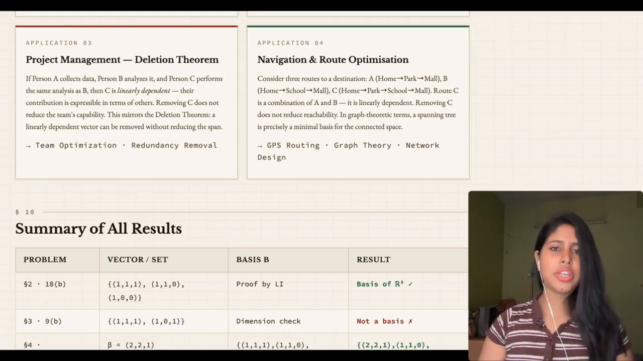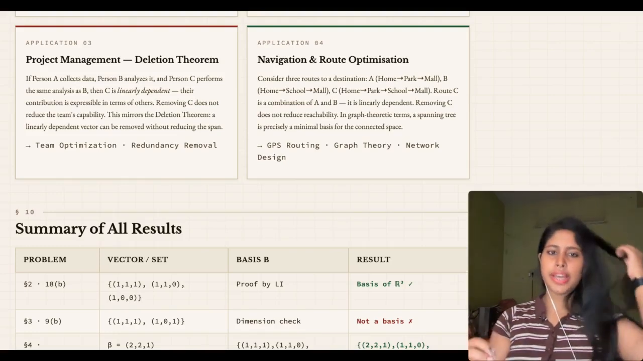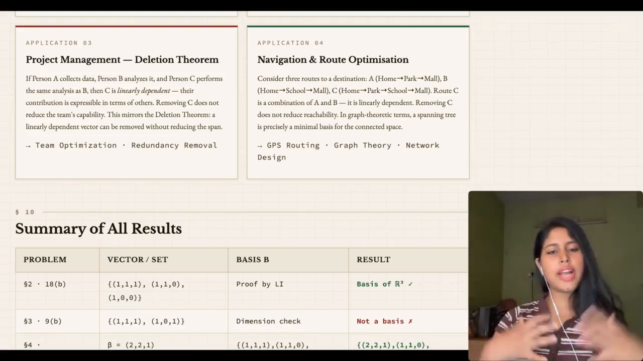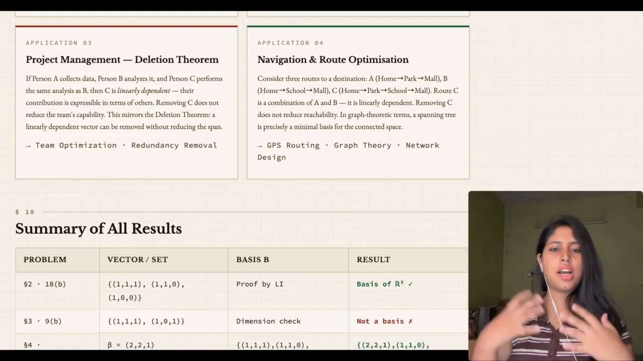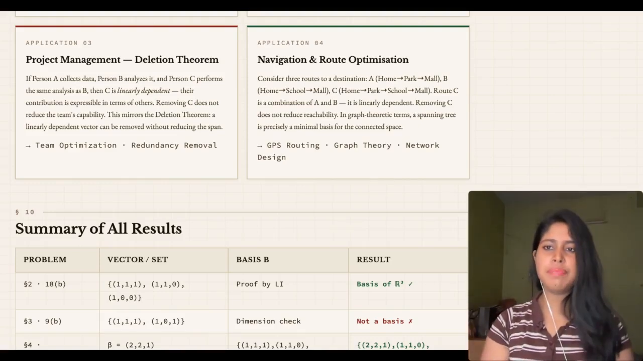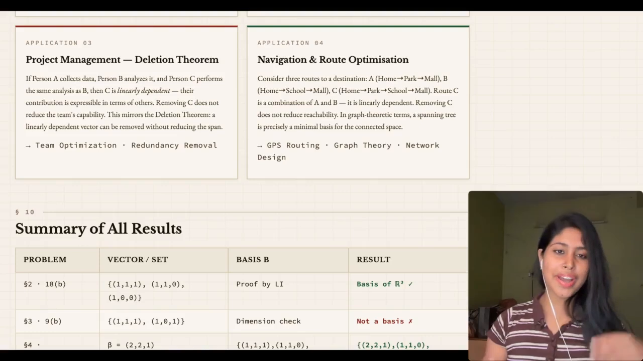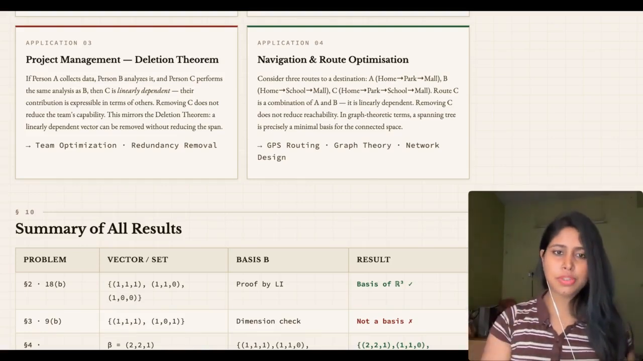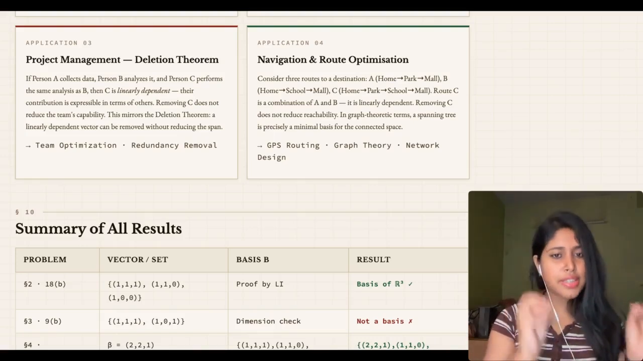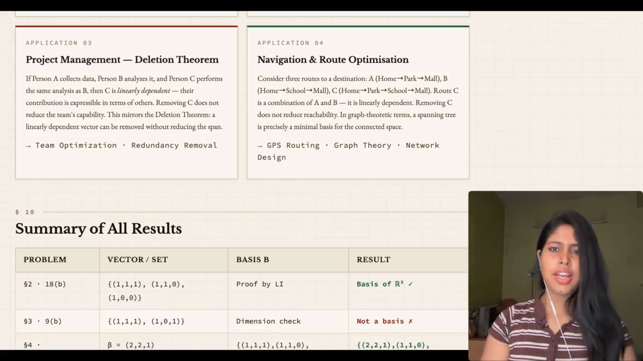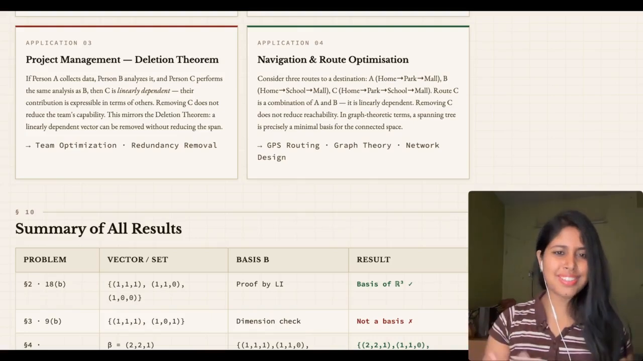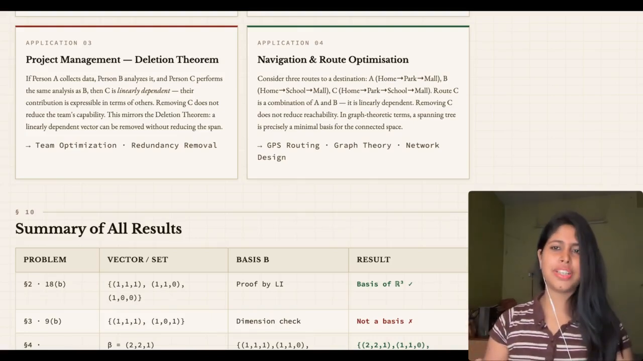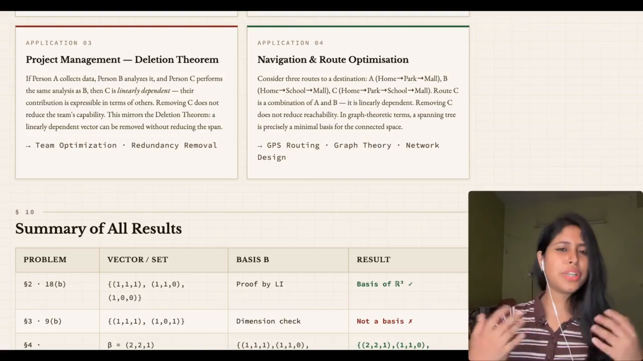Okay, so here's a fun one. Imagine a project team where person A collects data. Suppose that I am collecting data, and my friend, person B, is analyzing it. Now we have got another friend, suppose person C, and that person analyzes the data the same way as my friend does. Here we can say that person C's work, our common friend's work, is basically redundant, right? Like we do not need that.